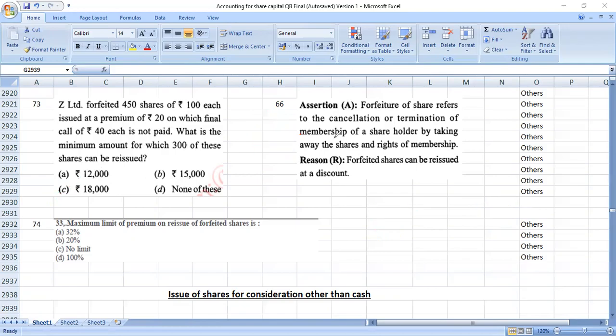Forfeiture of shares as opposed to cancellation terminates the shareholder by taking away the rights and membership, shares being reissued at discount. Both are true, but R is not the correct explanation of A.